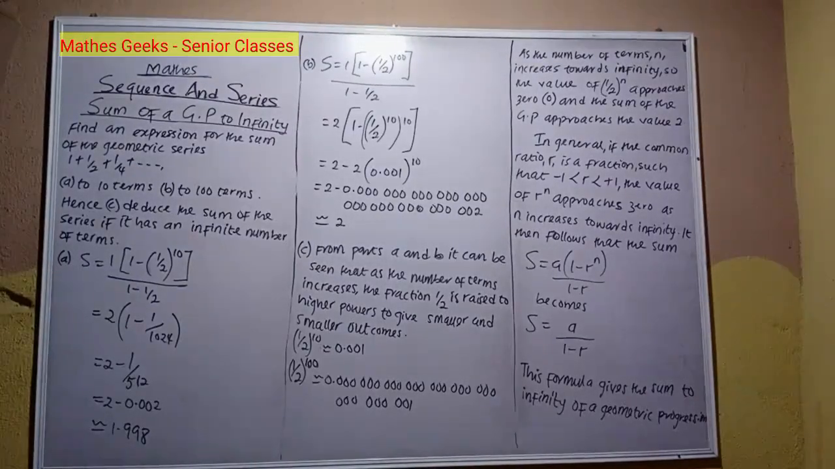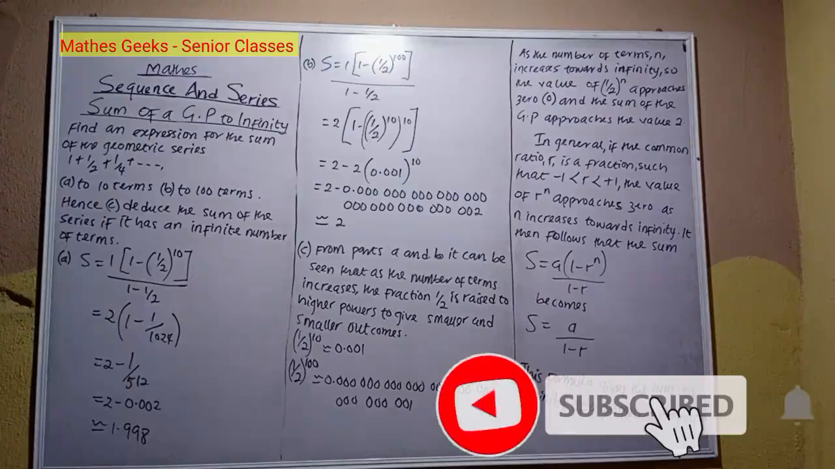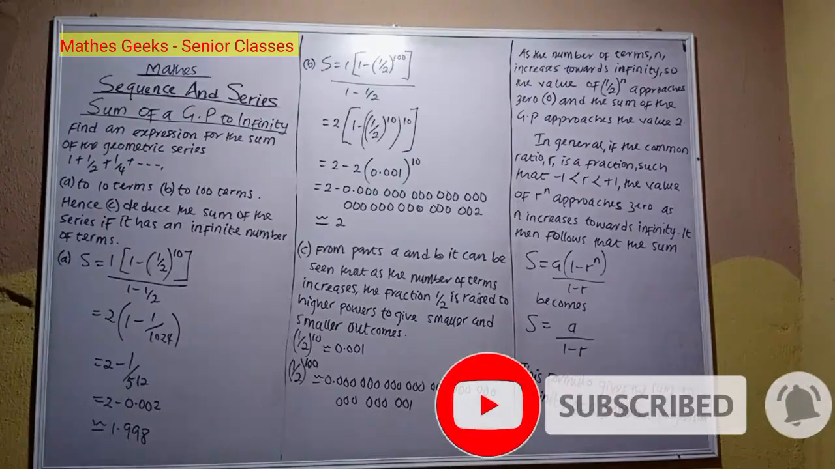Sum of the GP to infinity. Find an expression for the sum of the geometric series 1 plus 1 over 2 plus 1 over 4 plus on and on. A, to 10 times, B, to 100 times. Hence, C, decide the sum of the series if it has an infinite number of terms.